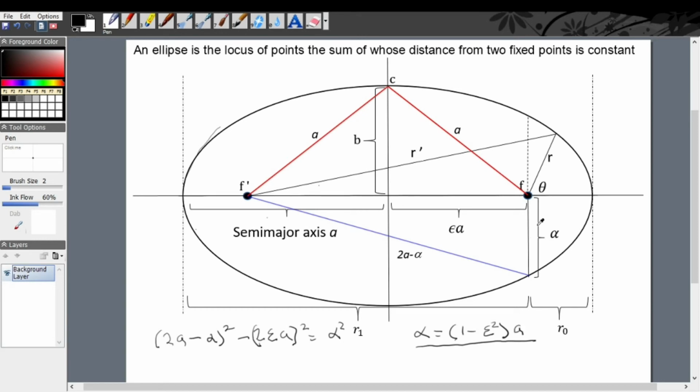The maximum, alpha can be equal to the radius if it's a circle, and anything less than that is going to be smaller than the semi-major axis. So this number makes sense.